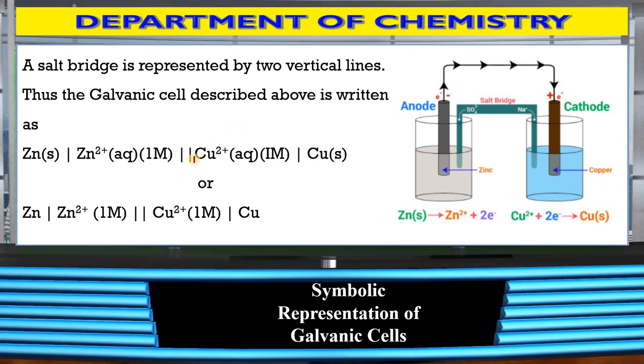For the separation of these two compartments, this is the first compartment and this is the second compartment, and these two compartments are connected through the salt bridge. When an electrochemical cell uses a salt bridge, we need to represent a double vertical line between the two half cells. This double vertical line represents that a salt bridge is used in this electrochemical cell. So that is it for this video.